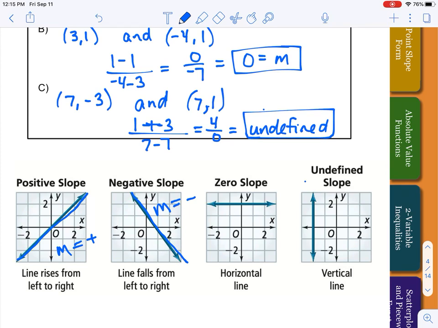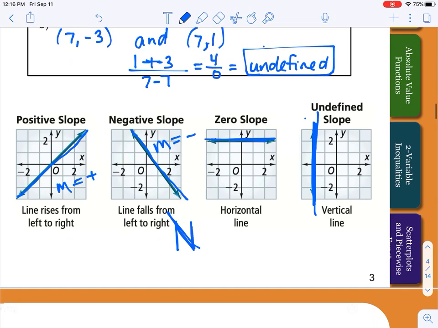You'll notice here, I like to think of if I have a negative slope, it's the same way as the slant of an n. If I have a 0 slope, it's a horizontal line. And if I have an undefined slope, it's a vertical line. Now, this is undefined because this line is technically not a function. It itself is a vertical line, so it does not pass the vertical line test. So it has an undefined slope.